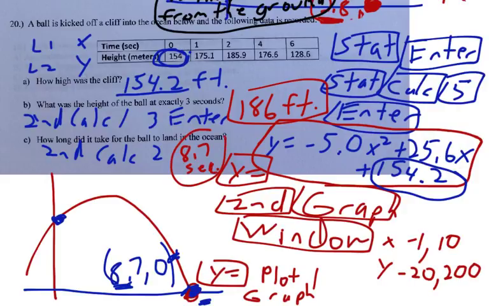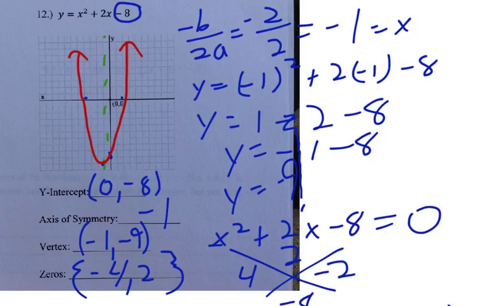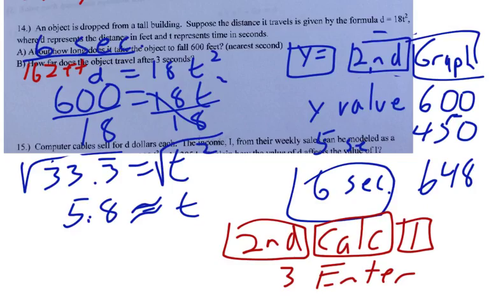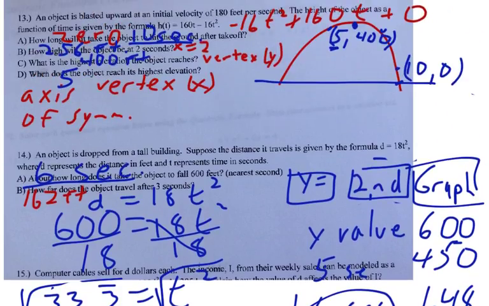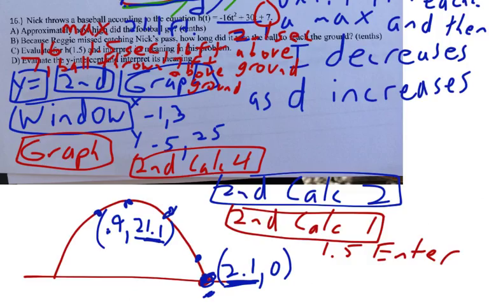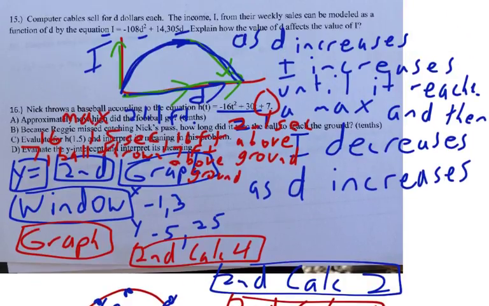All right, just a little bit of time left. Let's go back over our answers. Number 12, that's what my graph looks like. It's 0, negative 8, negative 1, negative 1, negative 9, negative 4, 2. Number 13, we got 10 seconds, 256 feet, 400 feet, and 5. Number 14, we got 6 seconds and 162 feet. Number 15 we got is d increases, I increases until it reaches a max and then decreases.